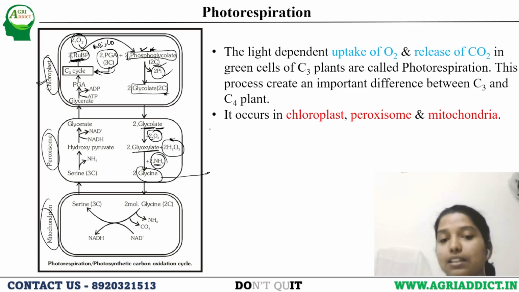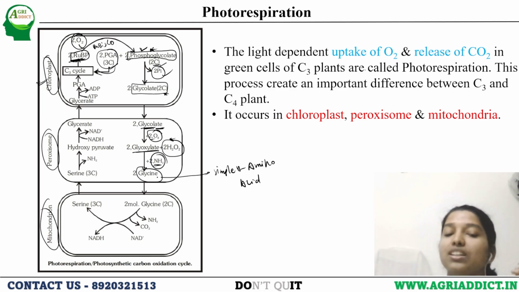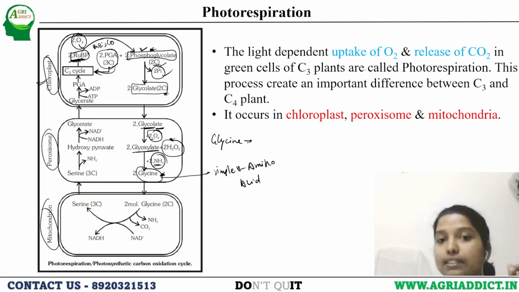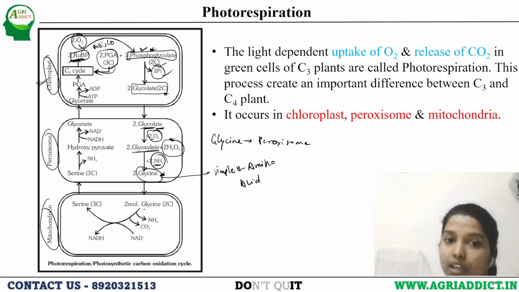This glycine is the simplest amino acid. So the question can be asked: where is glycine being formed? Glycine is formed in peroxisome. This you have to remember. Glycine is formed in peroxisome. Now this glycine will get transferred to mitochondria.